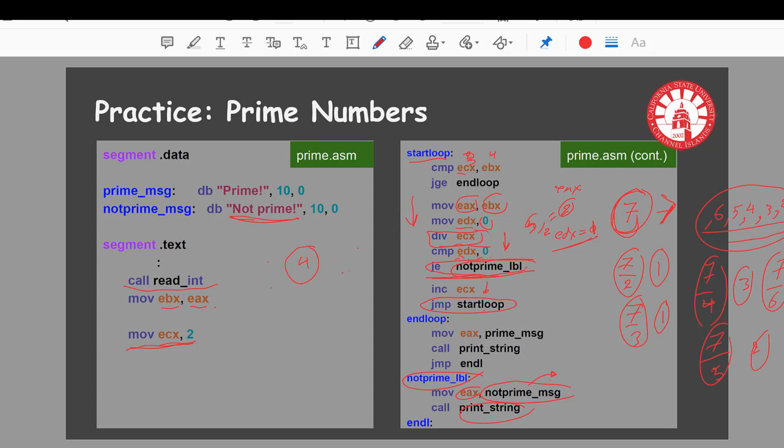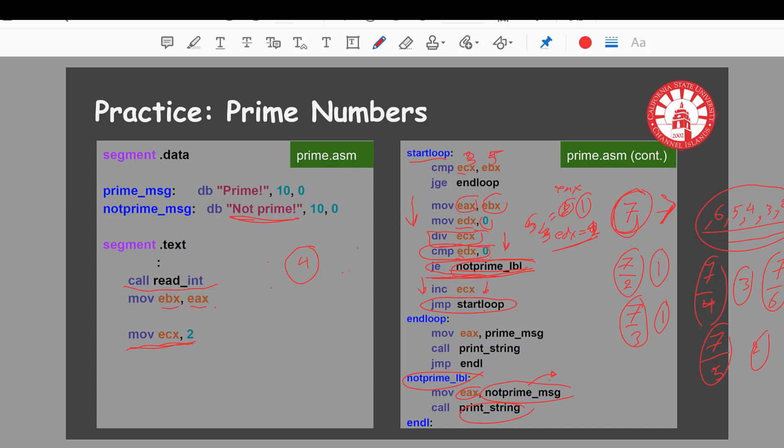And then we compare ECX with the value of 5 because we want to know if 5 is prime or not. Since ECX is still less than 5, we are going to move to the algorithm and not end the loop. This time, we put EBX into the EAX register and we divide 5 by 3. The quotient is going to be 1, the remainder is going to be 2. Therefore, when we compare EDX with 0, it's not 0. Therefore, it's not going to go to this label, it's going to be in here.